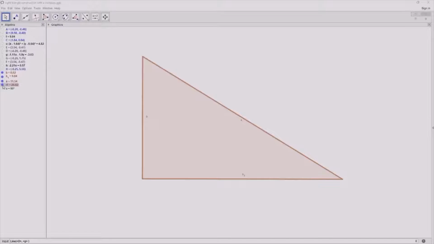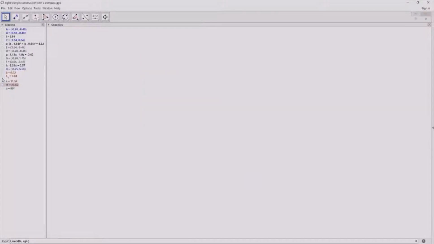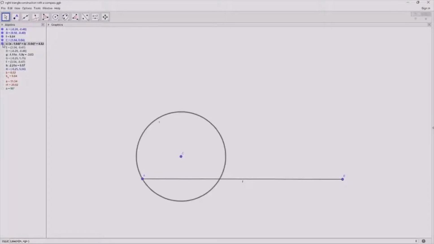So let's begin with a blank canvas. First thing we will do is construct the right angle that we see in that right triangle. Let's first plot a point A, and we're going to draw a line F from that point. Then anywhere on that line, we're going to plot point B. Next, we'll plot a point C, anywhere above that line we want, and we'll draw a circle C with radius C to A.